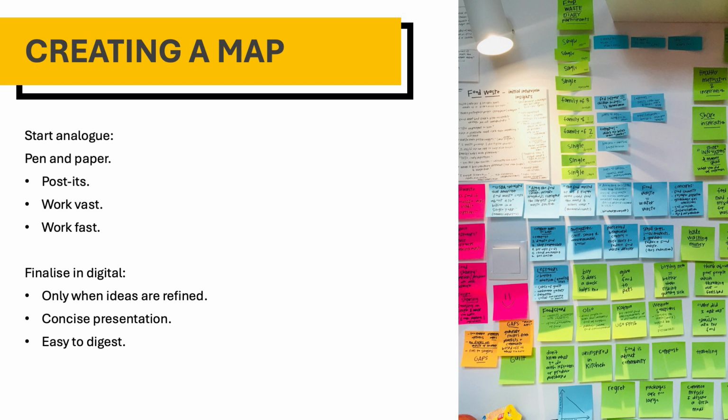Once you have this background on a user, then you can start creating the map. The best way to do this is to start analog. Analog is very fast and fluid. Using a pen and paper, you can get ideas down quickly. Using post-it notes is a great option because you can move ideas around. They're not set in place like they are on a large format sheet of paper. You also want to have enough space to be able to work fast. The aim is to get through this initial stage quite quickly so that you can start to reduce and refine.